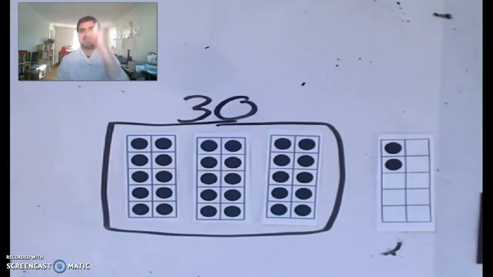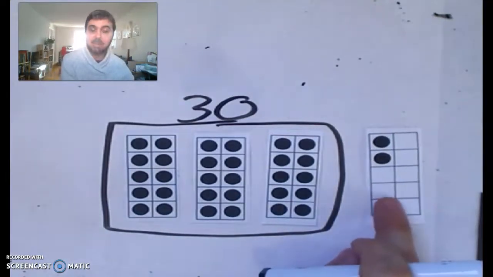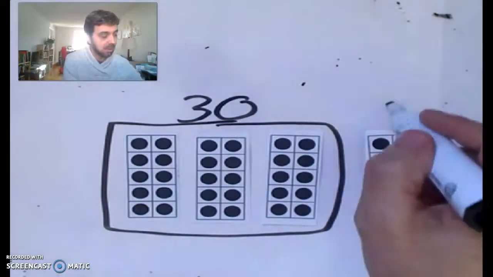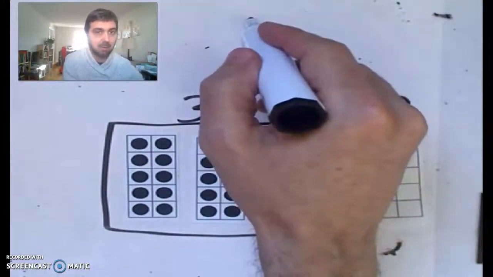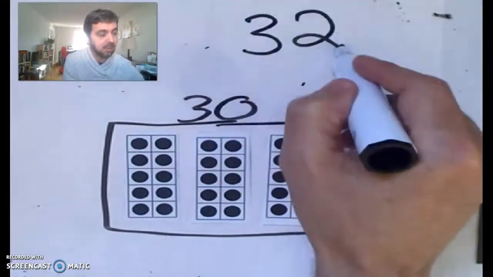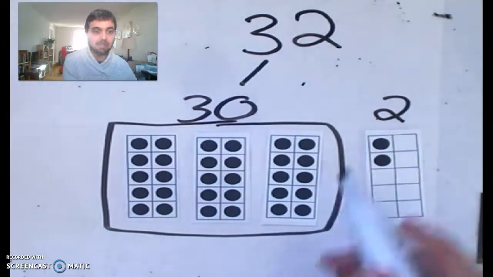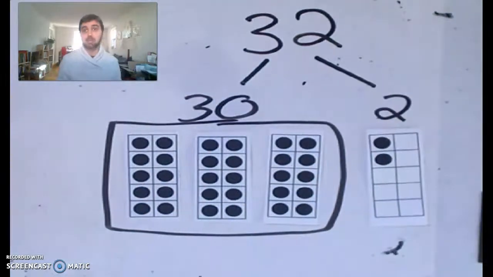And then eventually you just go snap, okay? Snap. All right. But then how many dots do we have left over? We just have 2, right? So we actually just made the number 32. 3 means 30, and 2 means just 2.